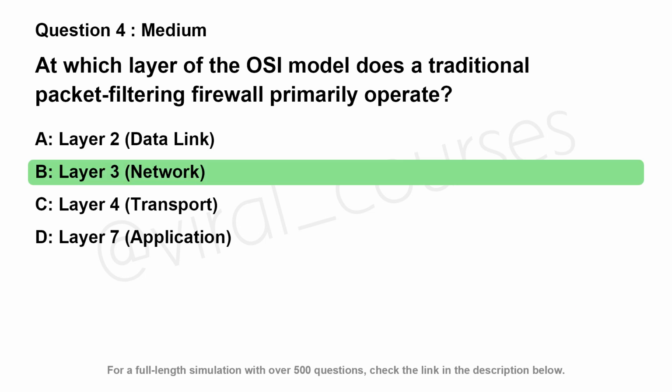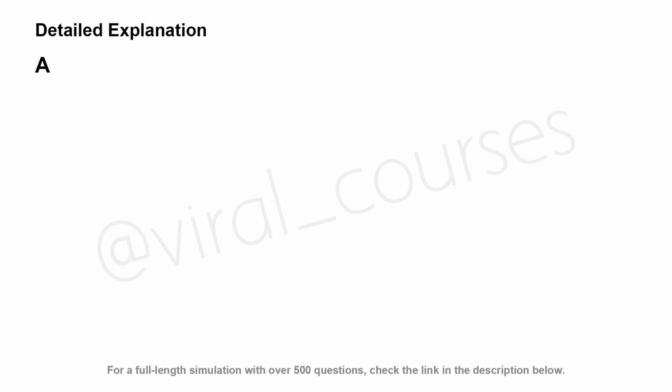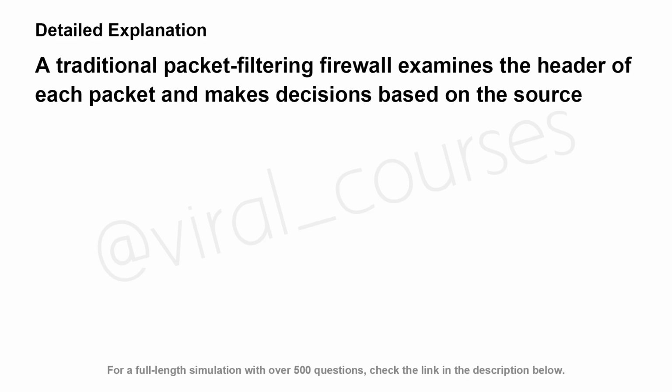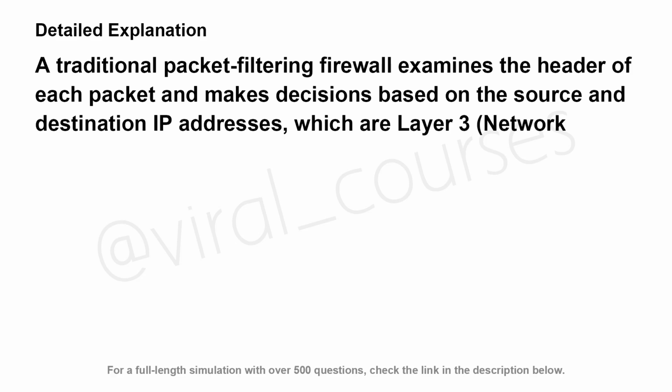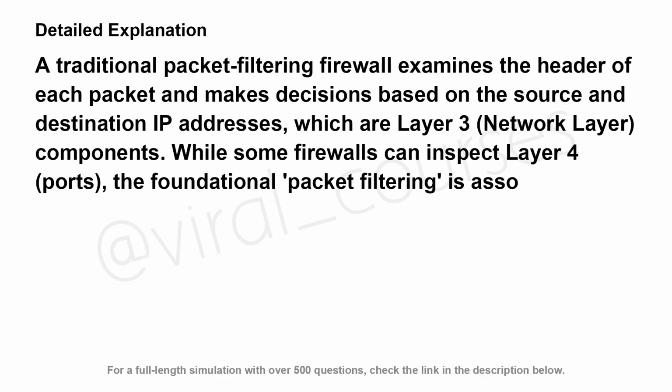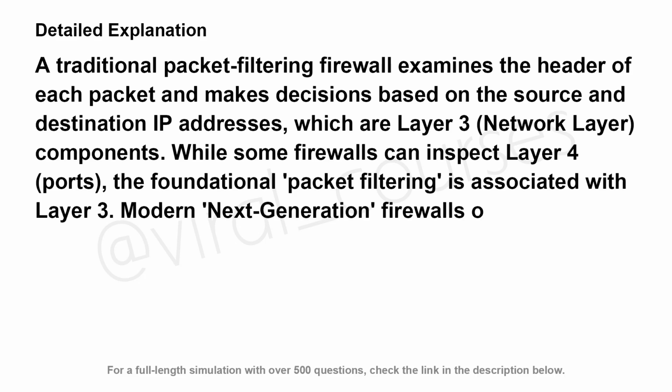The correct answer is B. A traditional packet filtering firewall examines the header of each packet and makes decisions based on the source and destination IP addresses, which are Layer 3, network layer components. While some firewalls can inspect Layer 4 ports, the foundational packet filtering is associated with Layer 3. Modern next-generation firewalls operate up to Layer 7.